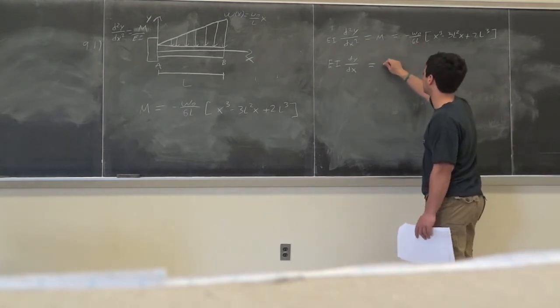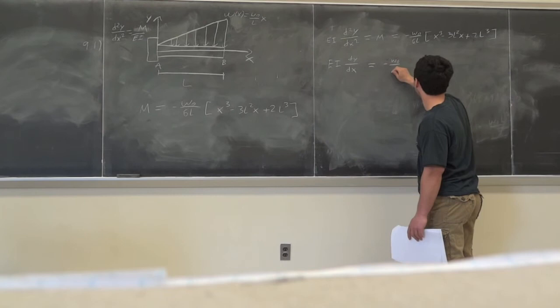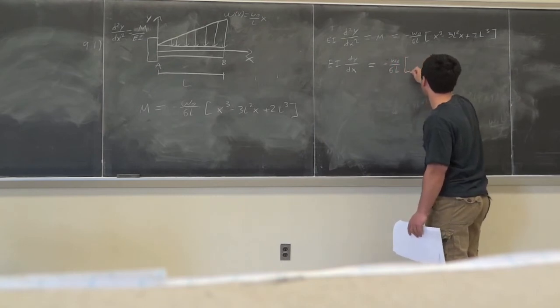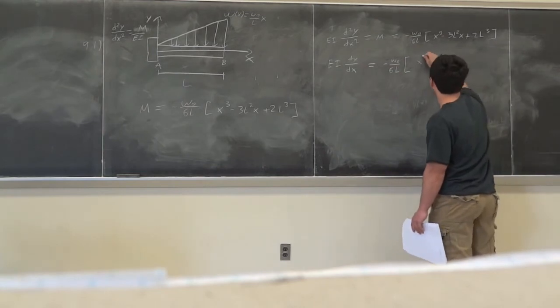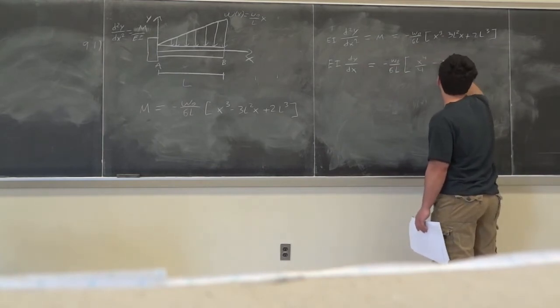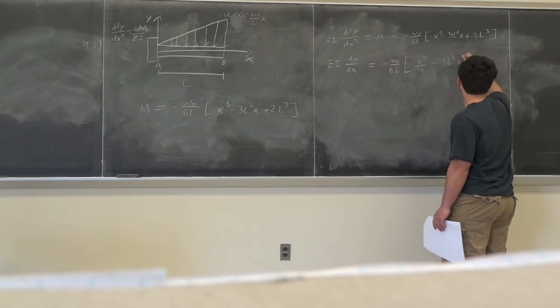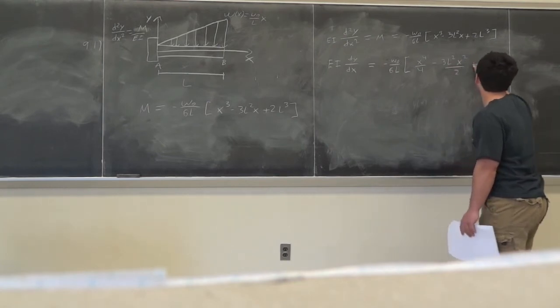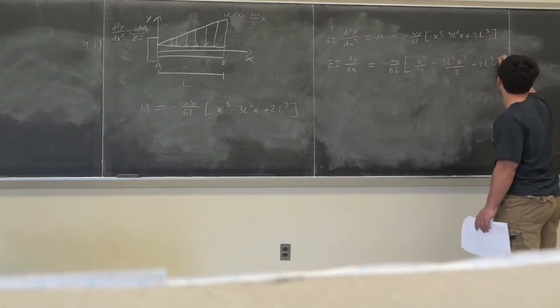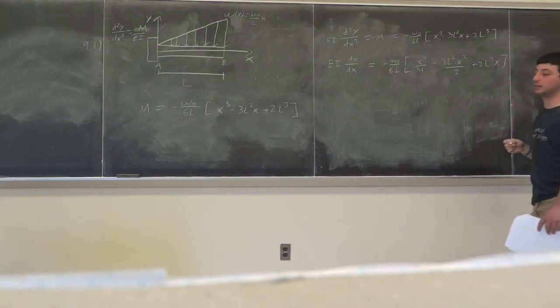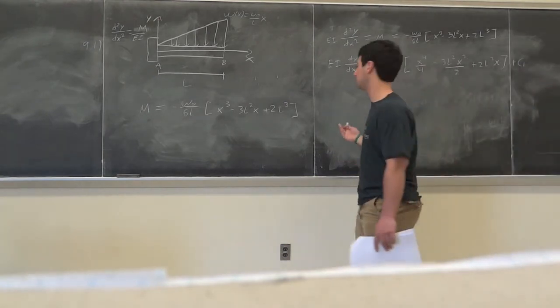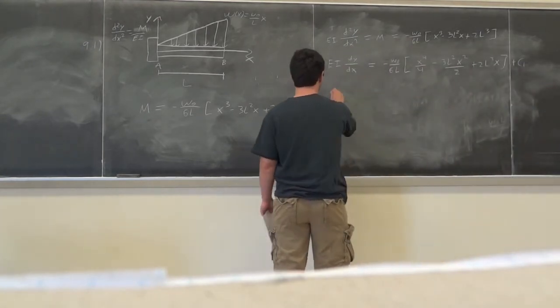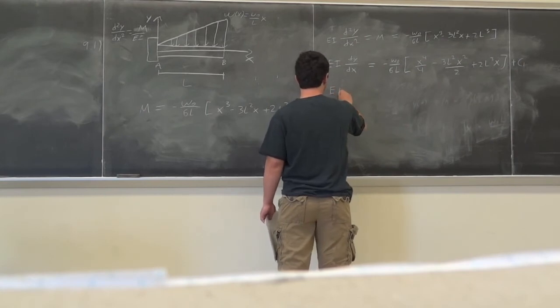This is just a constant. So you have minus W naught over 6L multiplied by what? X to the 4th over 4. Yeah. X to the 4th over 4 minus 3L squared x squared over 2 plus 2L cubed x plus what? C1. Plus, yeah, a constant, C1, okay? And we're going to need boundary conditions to evaluate these constants. So let's integrate it another time.